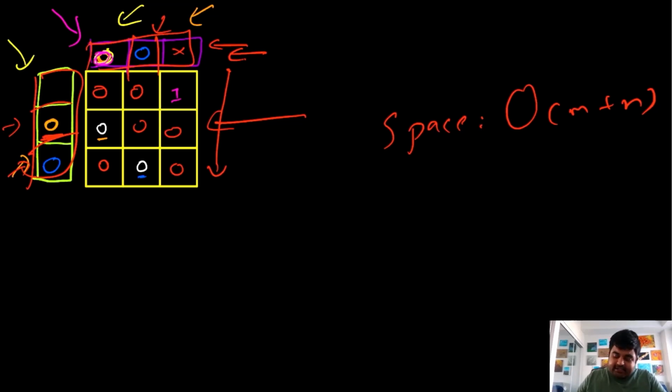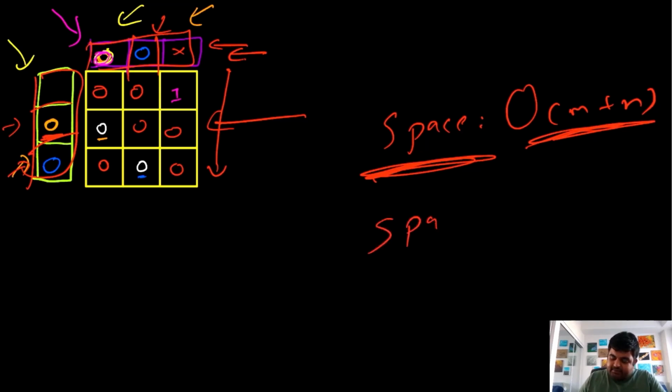The question is, can we actually do something better, not even using this m plus n space, and can we actually make the space complexity big O of 1? And yes, there is a solution that achieves this in big O of 1 as well. So let me quickly show you how.